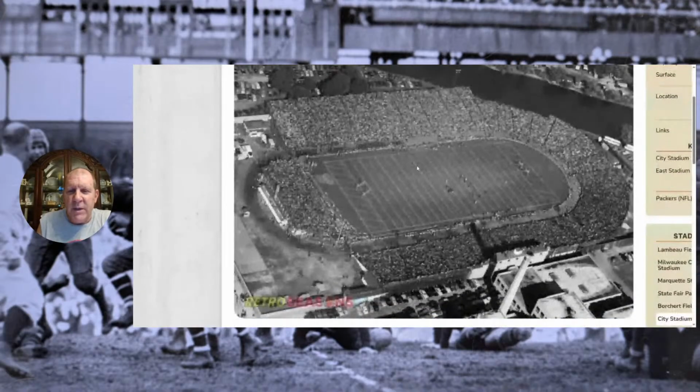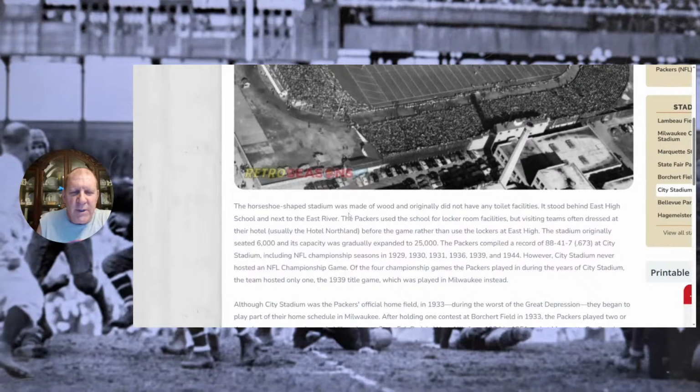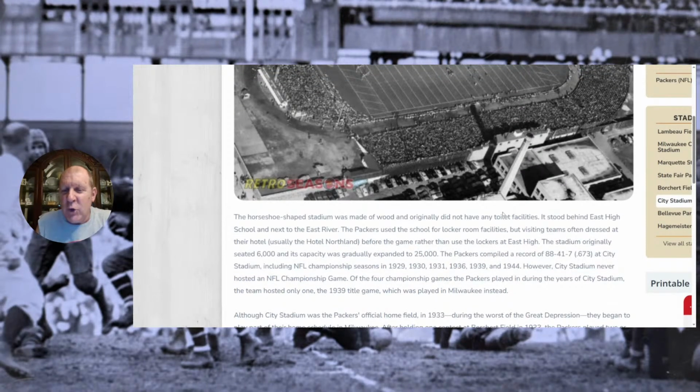All right, so this is, once again, a nice little formation of the horseshoe here, and then of course the stands down here at the one end zone. The horseshoe-shaped stadium was made of wood and originally did not have any toilet facilities. It stood behind East High School and next to East River. The Packers used the school for locker room facilities, but visiting teams often dressed at their hotel, usually the Hotel Northland, before the game rather than use the lockers at East High. The stadium originally seated 6,000, and its capacity was gradually expanded to 25,000.